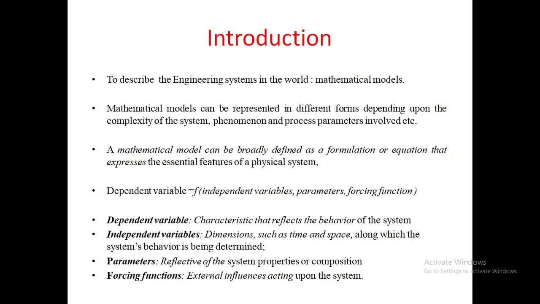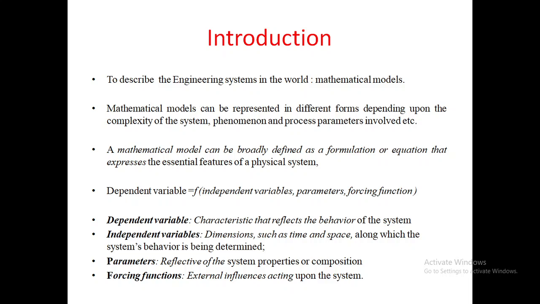Again, you can define mathematical modeling: it is the formulation or equation that expresses the essential features of a physical system. It means there are different variables. We can say that dependent variable is equal to f of independent variables, parameters and forcing functions. What is the dependent variable or independent variable?